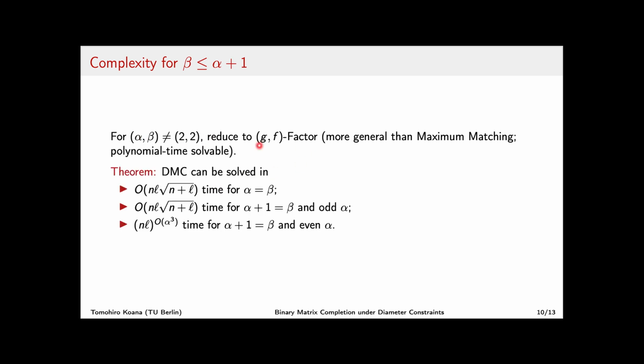And we obtain the following. When alpha is equal to beta, or beta is equal to alpha plus 1 for odd alpha, then diameter matrix completion can be solved in N L times square root of n plus L time. On the other hand, when beta is equal to alpha plus 1 and alpha is even, it can be solved in N L to the big O of alpha cubed time. So it seems that the even alpha case is more difficult, and we were not able to improve this running time.